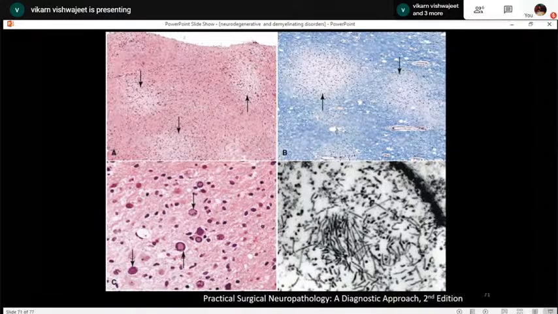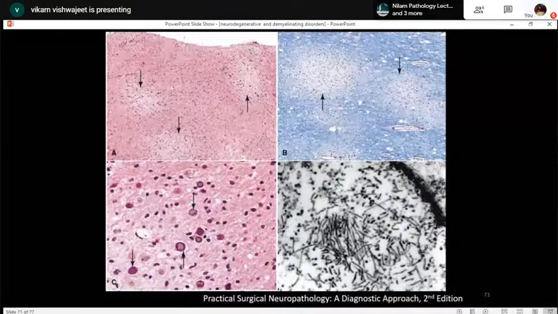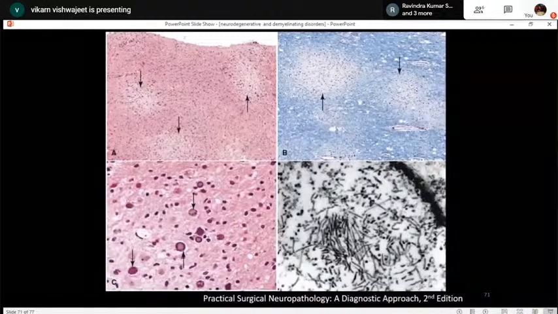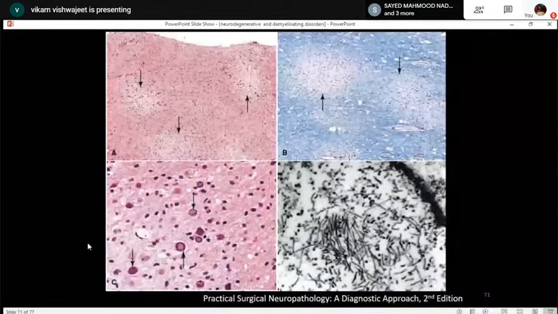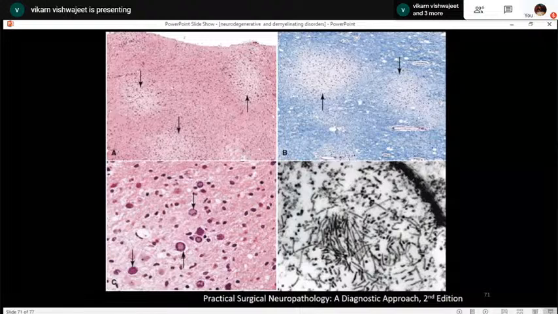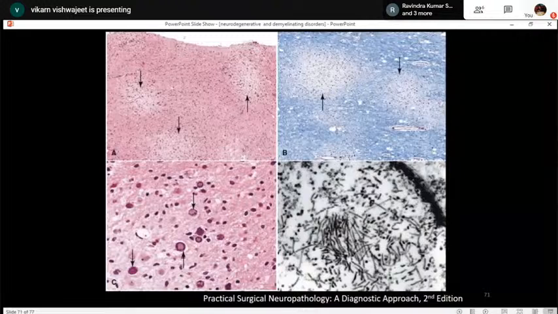So in this picture, you can see multiple patches of myelin loss. Inflammatory cells are relatively sparse in these cases. Luxol fast blue highlights the patches of myelin loss. Numerous enlarged plum-colored oligodendroglial nuclei are seen, and you can see the margination of chromatin in these cases. On ultrastructural examination, these viruses appear in a stick and ball pattern, which can be helpful in the diagnosis.